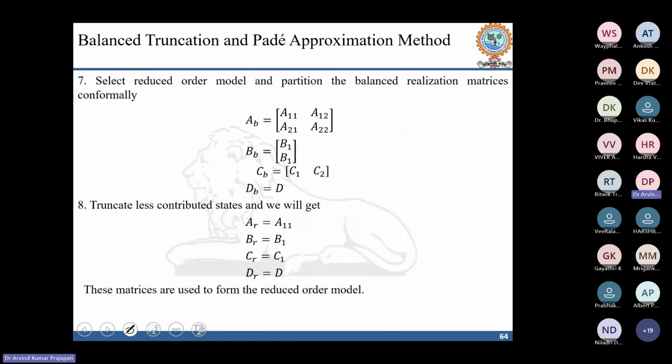And then if it is balanced, then you can break your system matrix, control matrix, output matrix, and transmission matrix into subparts. And by using these subparts, you can determine your reduced model by using the balanced truncation method. So these represent the state space model of the reduced model obtained by the balanced truncation technique.